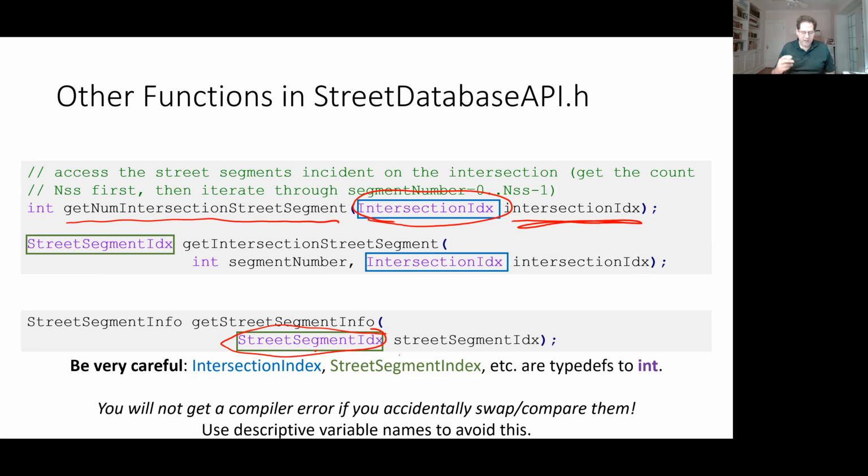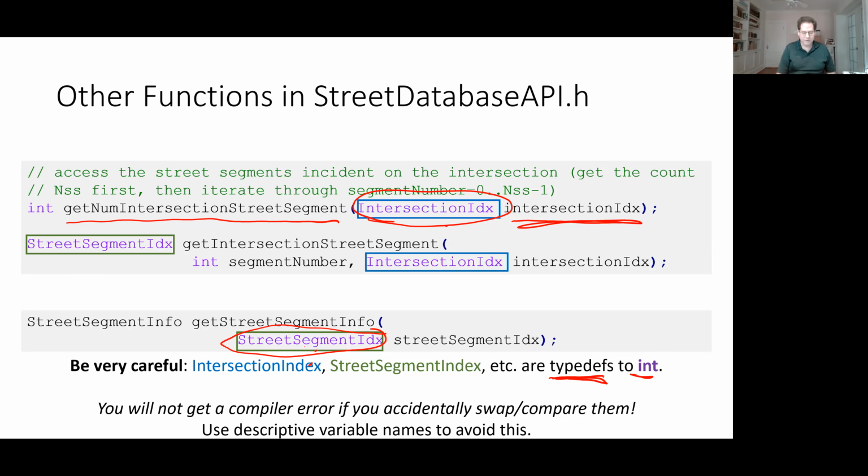Something to be aware of is that intersection index, street segment index, any other indices that we define in these files, they're all type defs, which basically means an alias to integer. So from the compiler's point of view, all of these things are integer. It's the same as if you wrote integer.